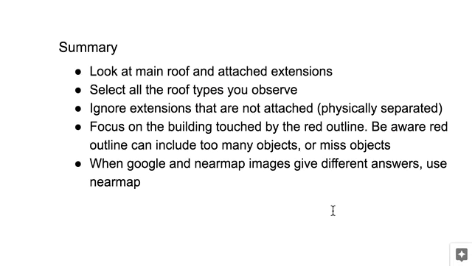Lastly, let's summarize the key points. First of all, make sure you look at the main roof and attached extensions. You should select all the roof types you observe on the main roof as well as the attached extensions. And you ignore extensions that are not attached, which means they are physically separated from the main roof.